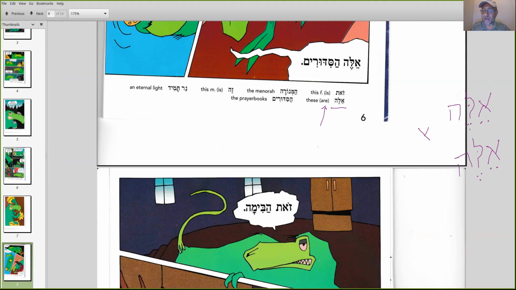Okay. Aleph, tsere, lamed, segol, hey. Eleh, these. Okay, now here, look at this big word here. Ha-sidorim.